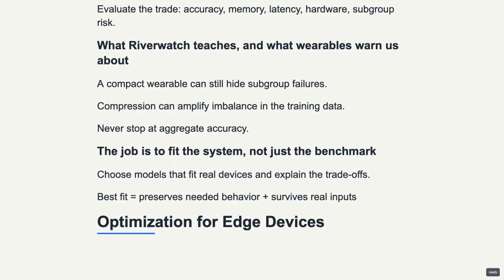Edge optimization is about making a model fit the device's real limits: memory, latency, battery, and reliability. The central question is not only whether the model works, but whether it works under field constraints.